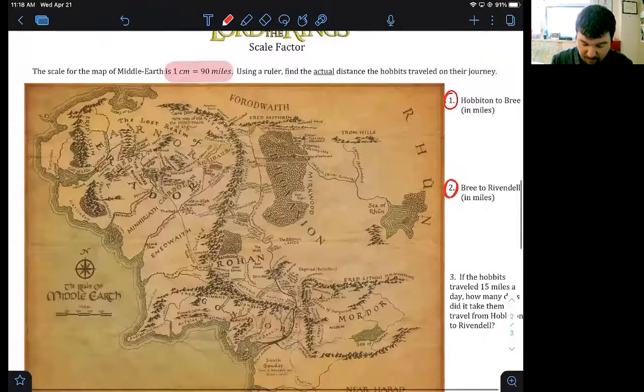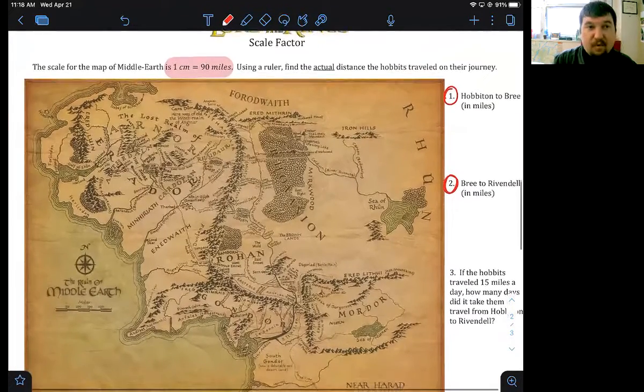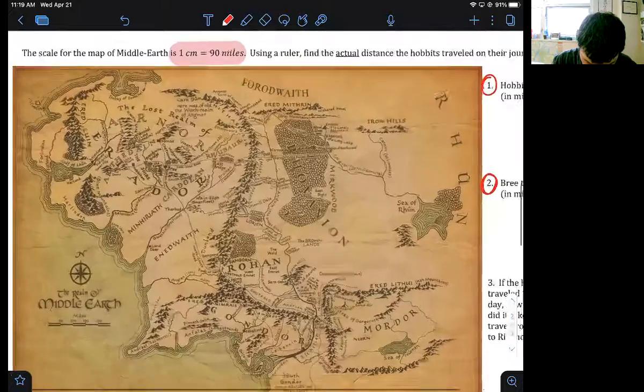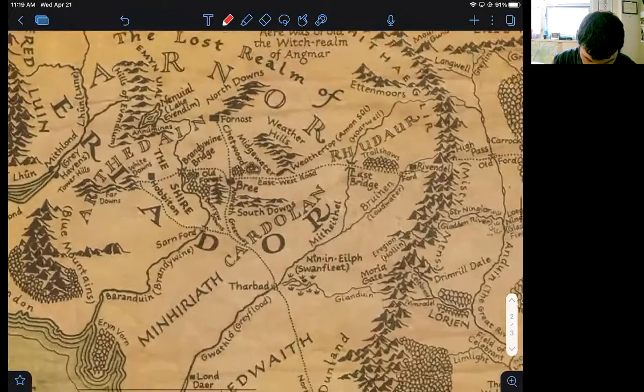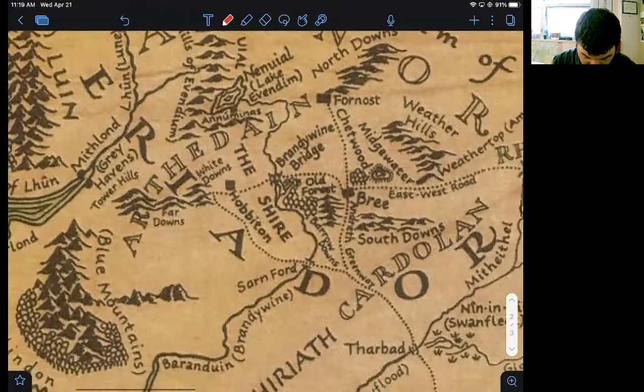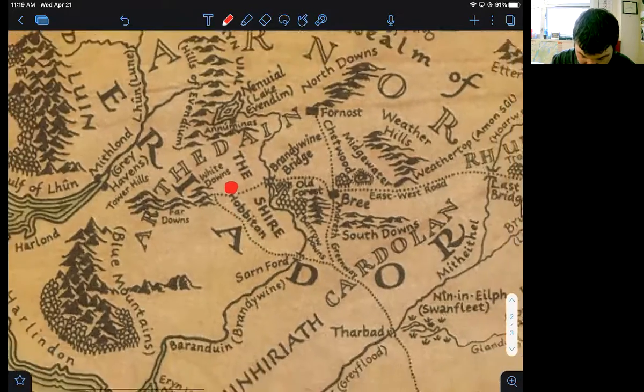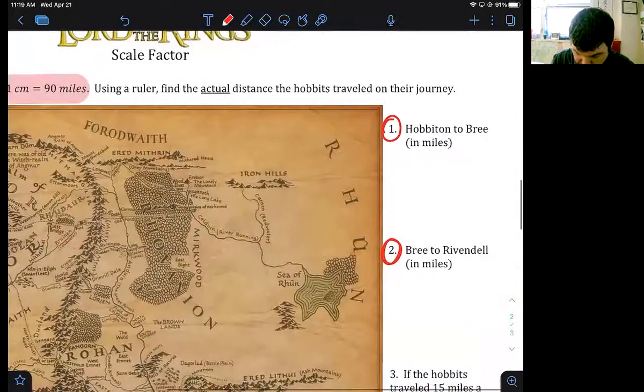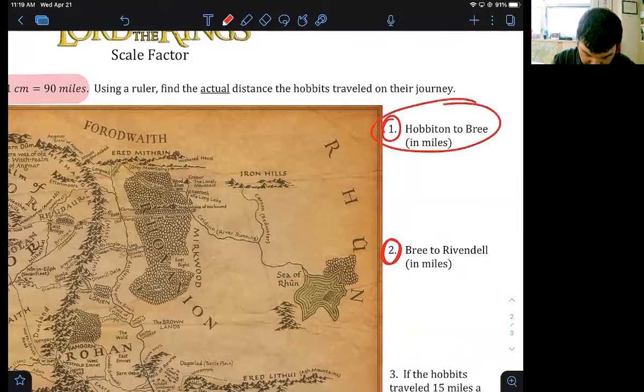So just to give you a heads up of where those places are, Hobbiton you can find in the top left quadrant of your map. Okay. And so if you zoom in, you should see where it says the Shire, okay? And then part of the Shire is Bilbo's house here in Hobbiton. So that's the spot you're going to start at, right there where it says Hobbiton, okay? And you're going from Hobbiton to Bree, it says right there.